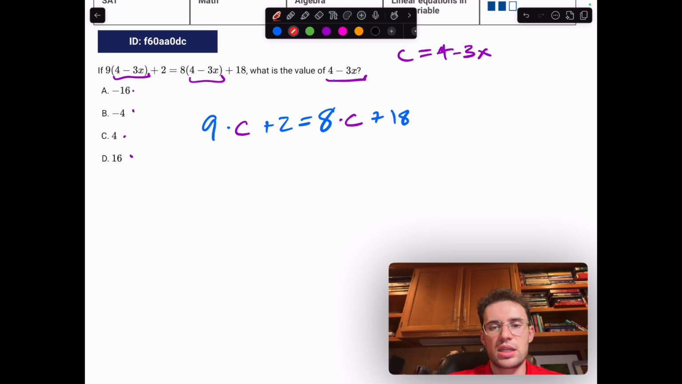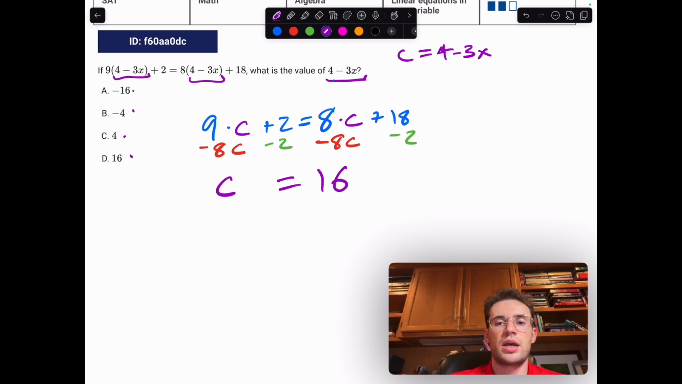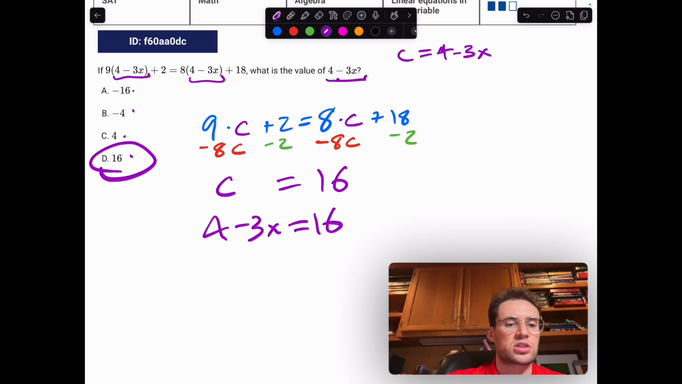But 9c, we're going to get our c's together on one side, so I'm going to subtract 8c from both sides. 9c minus 8c gives us just 1c, which is c. And then to get it alone, we're going to get rid of this plus 2 by doing minus 2 on both sides. So c is equal to 16. Again, we said c is 4 minus 3x, so 4 minus 3x is equal to 16. Right, that's our answer.